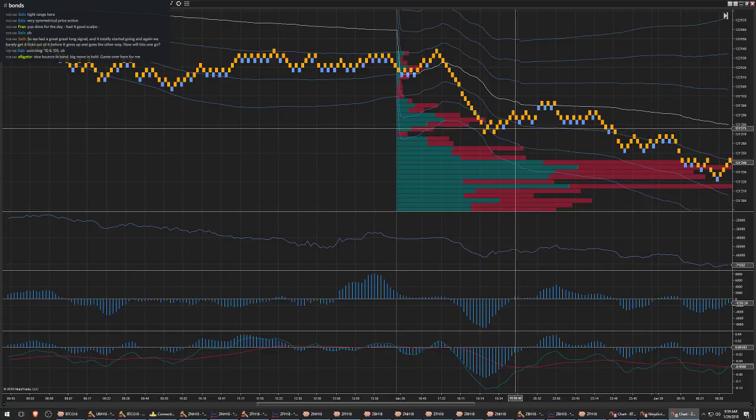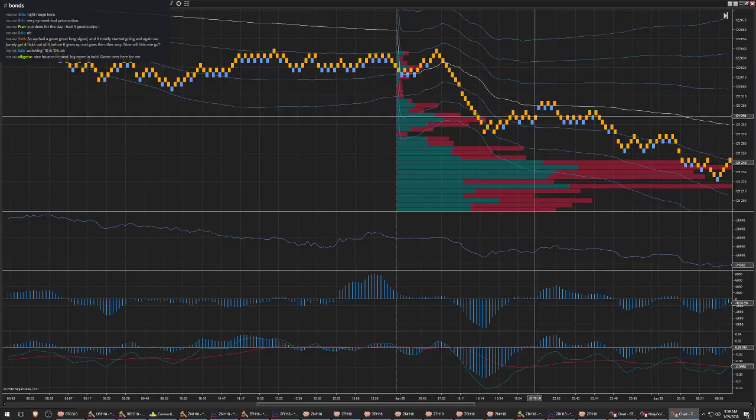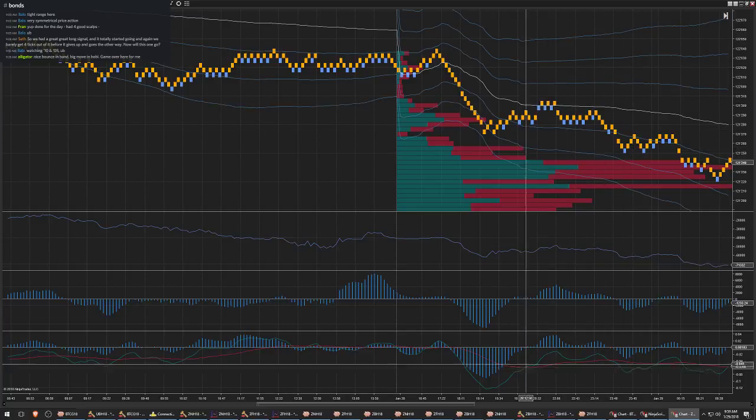Okay, and then this is the other place, that we tend to get bounces off the VWAP. So on a trend day down, we're going to come down, come back to the VWAP, and then start going down again and make another new low.